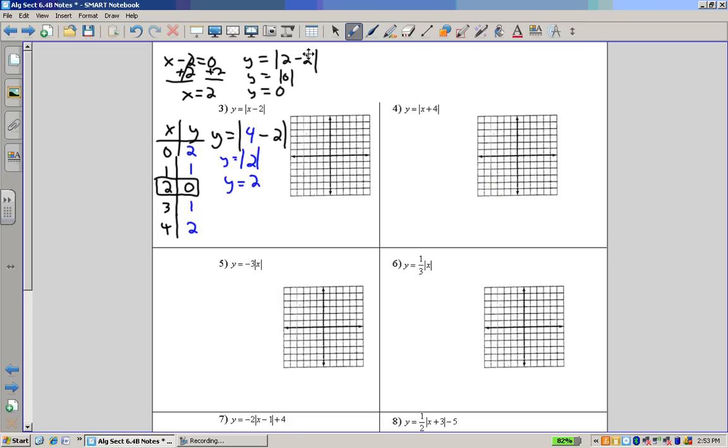So we're going to go ahead and graph these points. 0, 2, 1, 1, 2, 0, 3, 1, 4, 2, and I have my graph. Okay, I would encourage you to try number 4 on your own. Pause the video and see how you do.